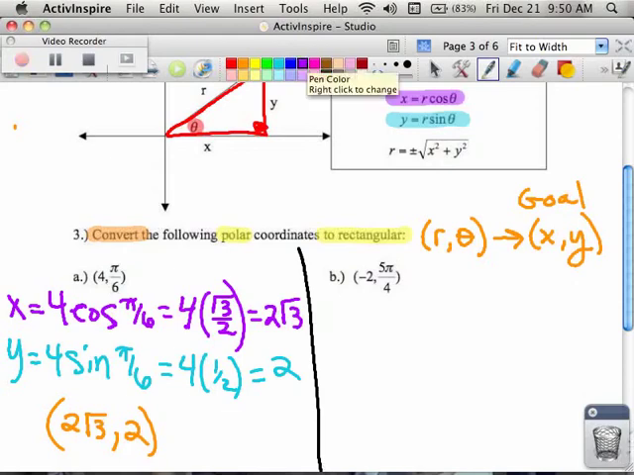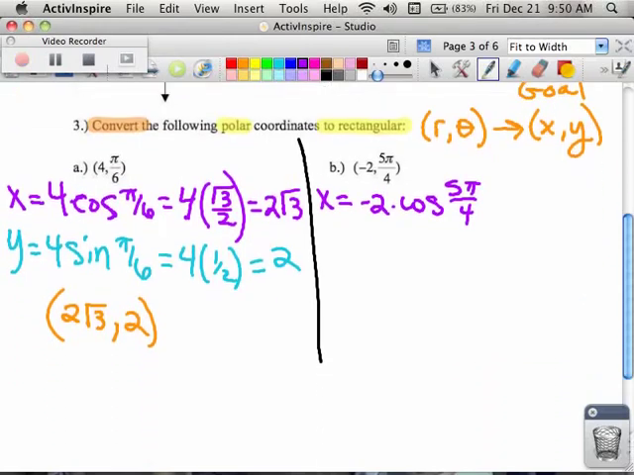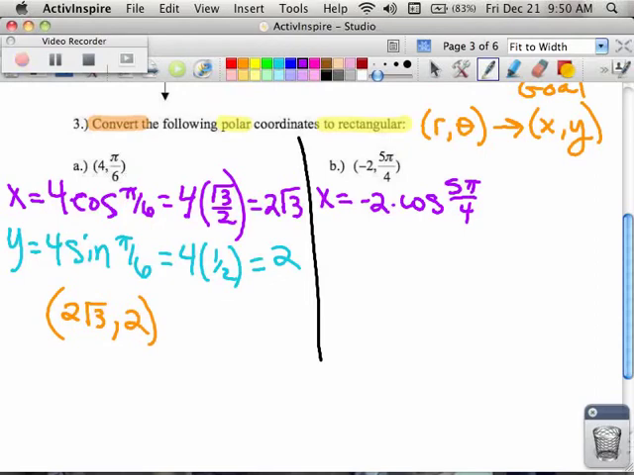If I'm looking for the x, that will be my radius, -2, times the cosine of 5 pi over 4. The cosine of 5 pi over 4 has to be some kind of root 2 over 2. Negative. And it's going to be negative because it's in the third quadrant. So this is really like -2 times negative root 2 over 2. Or in other words, root 2.